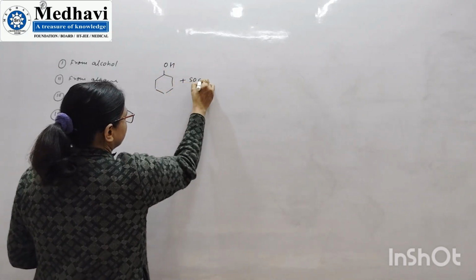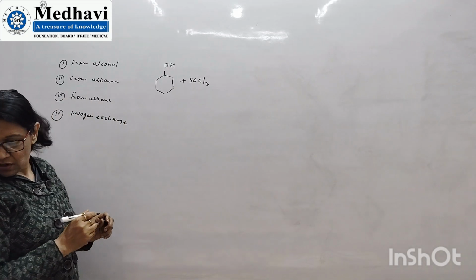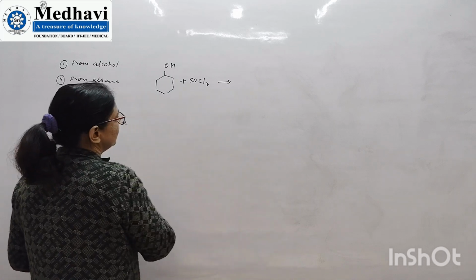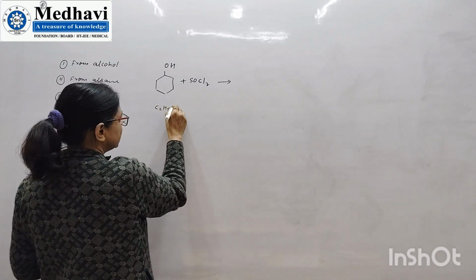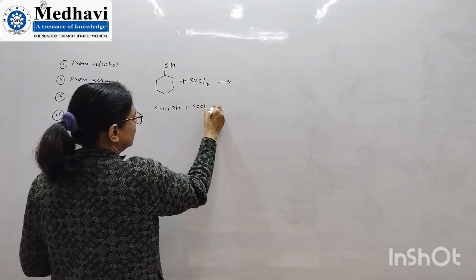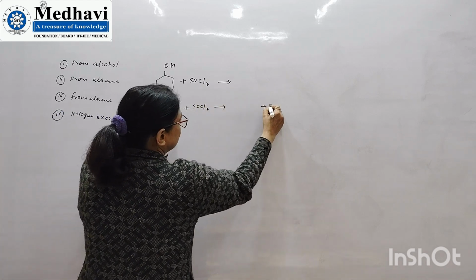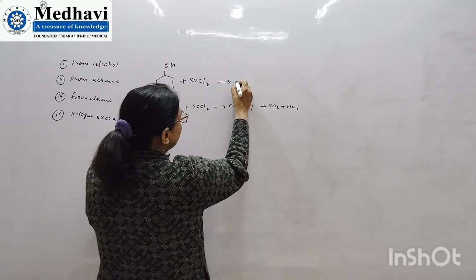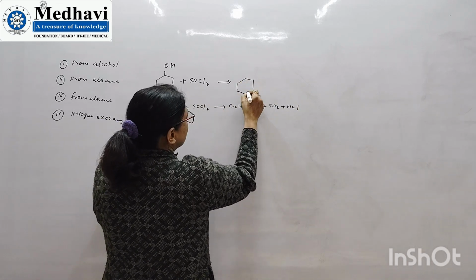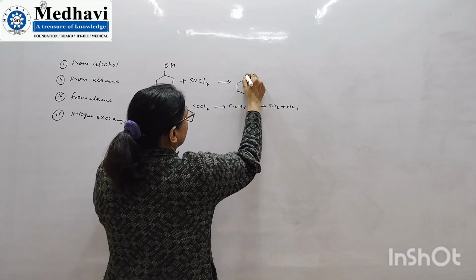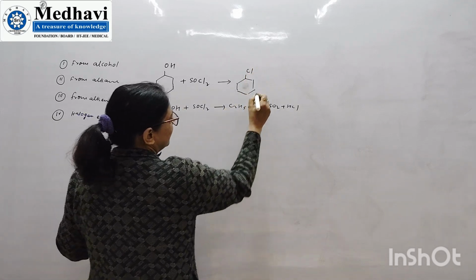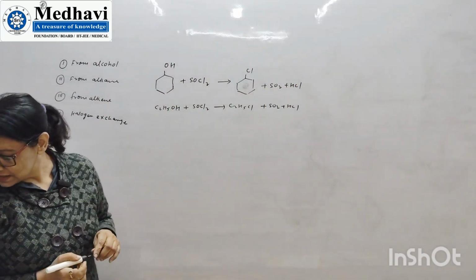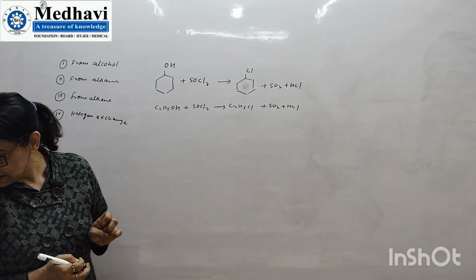Cyclohexanol reacted with thionyl chloride. This is the same reaction that we have discussed just now, ROH plus SOCl2. What is the product? I said SO2 plus HCl, and this is C2H5Cl. Same thing here: chlorocyclohexane plus SO2 plus HCl. So don't forget, this is the same way we can carry out this preparation.